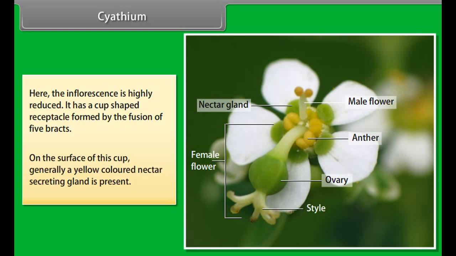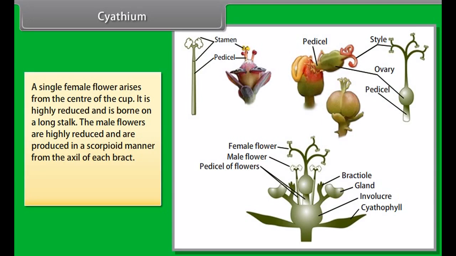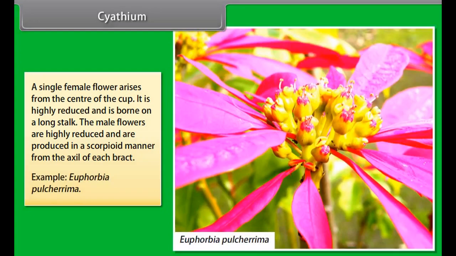On the surface of this cup, generally a yellow-colored nectar-secreting gland is present. A single female flower arises from the center of the cup. It is highly reduced and is borne on a long stalk. The male flowers are highly reduced and are produced in scorpioid manner from the axil of each bract. Example, Euphorbia pulcherrima.